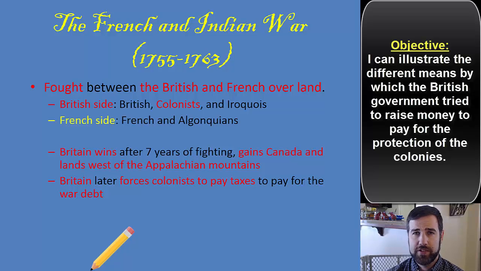After seven years of fighting, the British end up winning this war, and they gain a large part of Canada and lands west of the Appalachian Mountains. Because of this war and other wars that the British have been fighting for over 50 years now, they believe it's time to force the colonists to pay taxes to help pay off their debt, because they have this huge debt after this war. A lot of the wars were fought for the protection of the colonies, so they believe it's time for the colonists to pay their fair share.